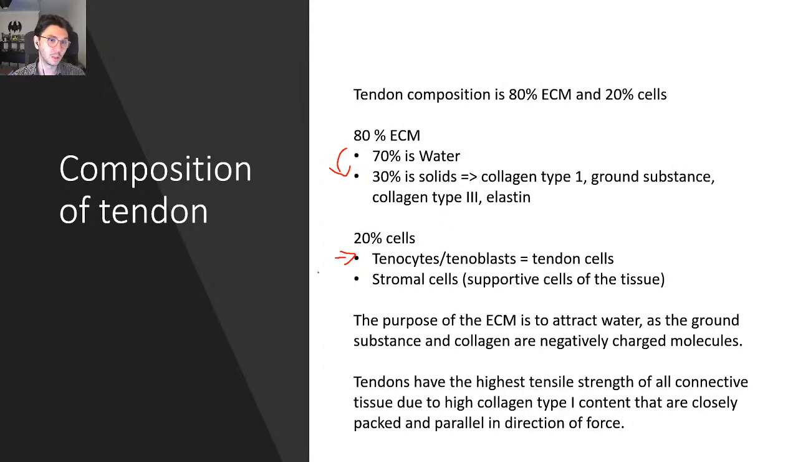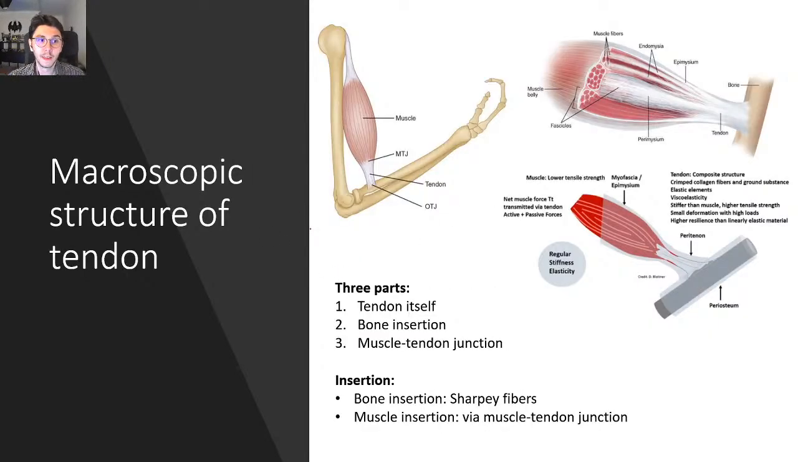So let's look at the tendons themselves. The macroscopic structure of a tendon, we've all seen pictures like this. So the tendon itself has three main parts. You have the middle part, which is the tendon itself. You have where it inserts into the muscle, which is called the musculotendinous junction, or the MTJ. Or where you have the bone insertion, right?